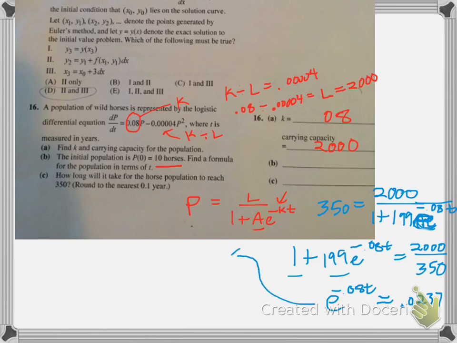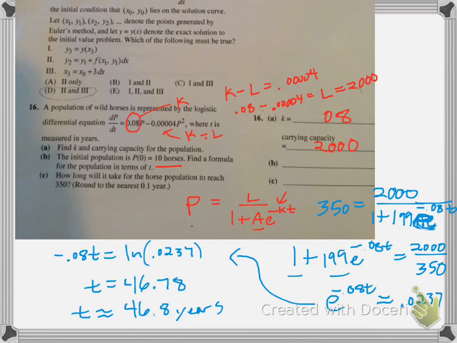So now here's where we can take the log of both sides, and then hopefully we end up with a nice consistent value of t given the context. According to my calculations, if I took the log of both sides, you see the result here. Then you divide the log of 0.0237 by negative 0.08. That's rounded, but I kept it all in my calculator, so I didn't round at all as I was going through. I got 46.78. It says round to the nearest 0.1, so I went 46.8 years.